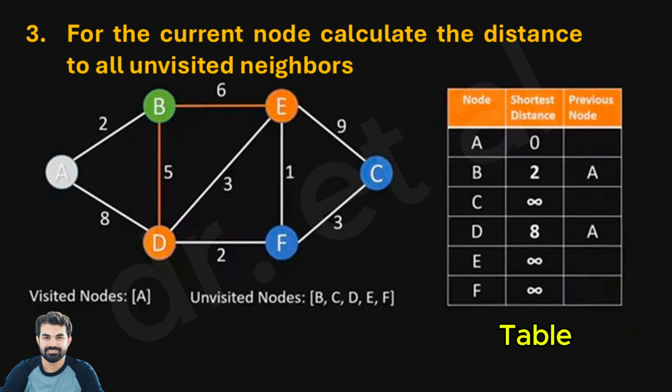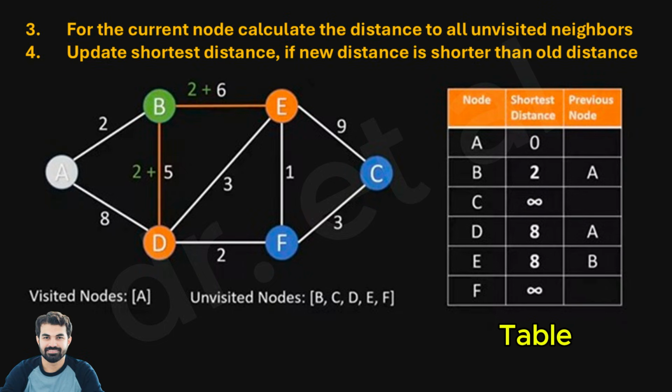The unvisited neighbors of B are E and D, and the distance calculations are as follows. Since B has a current distance of 2, we add this to the weight of the edges to its neighbors, E and D. Let's first consider node E. The distance to E through B is 2 plus the weight of the edge from B to E, which is equal to 8. Now we compare this new distance 8 with the current shortest distance for E stored in the table, which is infinity. Since 8 is indeed less than infinity, we update the shortest distance to node E to 8 in the table and mark node B as the previous one.